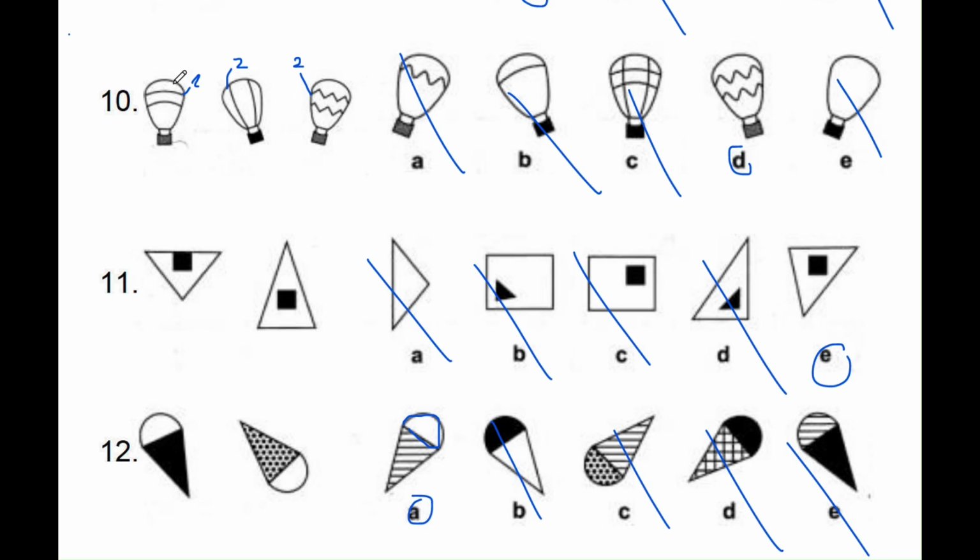Question 10. Rule: pick the hot air balloon that has exactly 2 lines inside the balloon. Any kind of line is okay. The color of the little basket square doesn't matter. Eliminate A, only 1 zigzag line. B, only 1 slanted line. C, 4 lines, a grid. E, no line inside. Answer D, it's the only balloon with 2 lines inside.